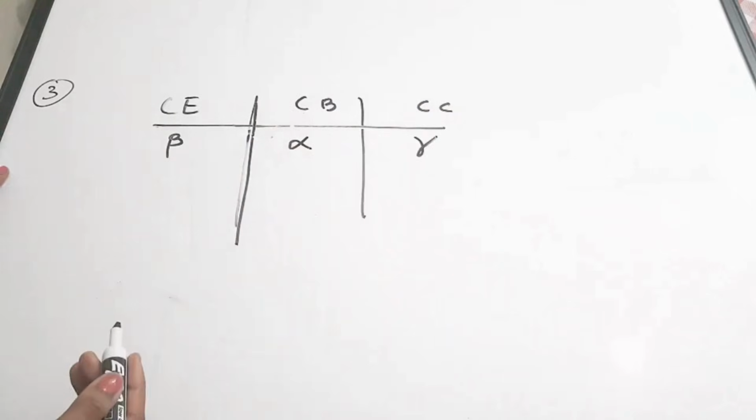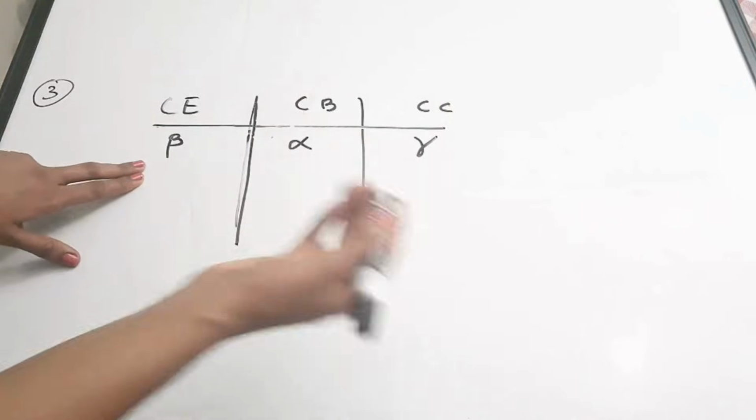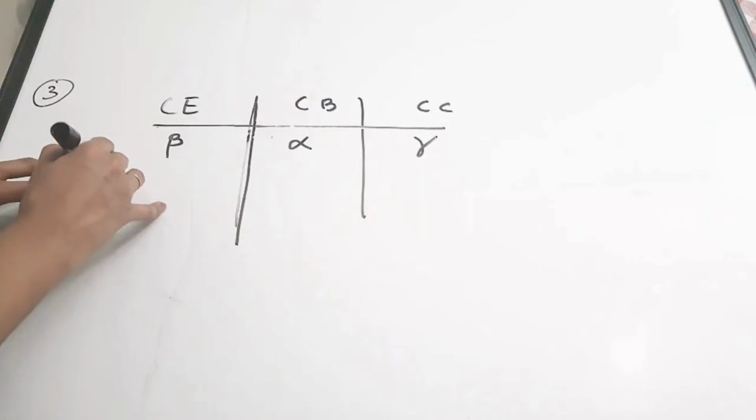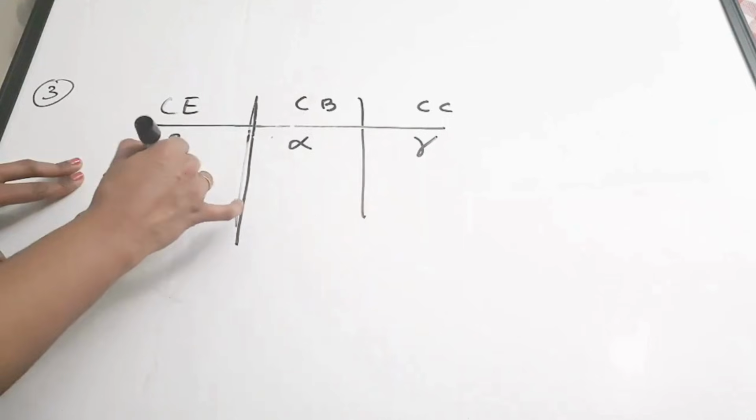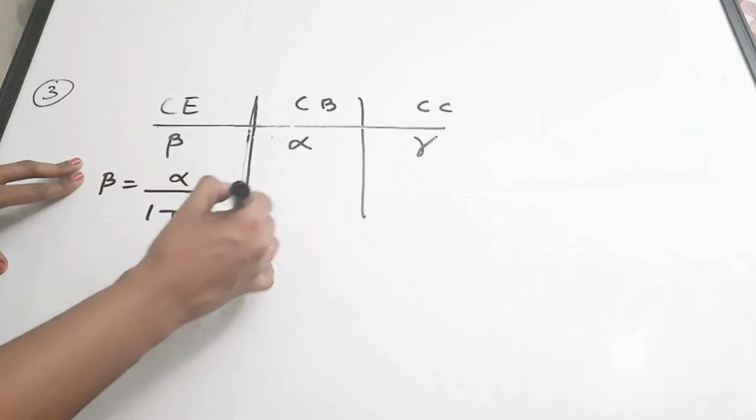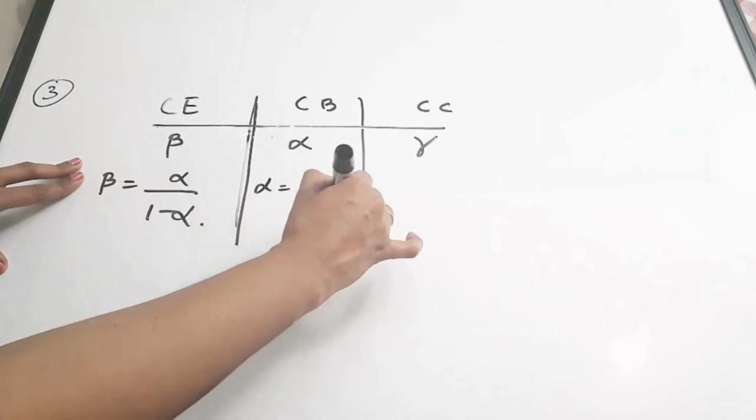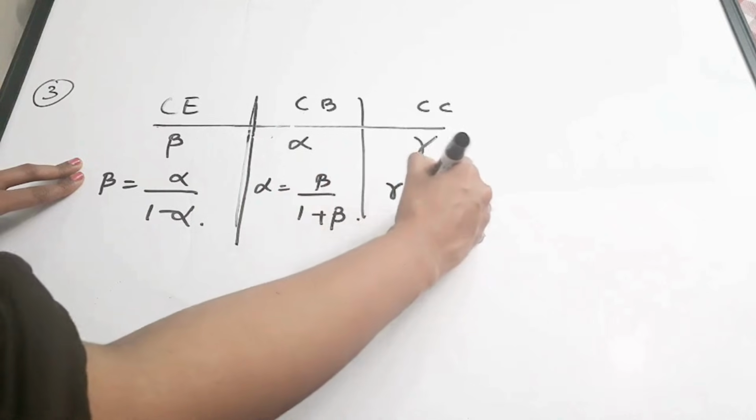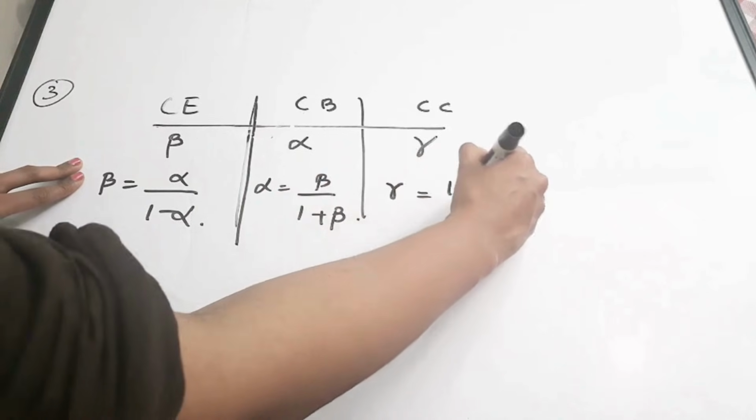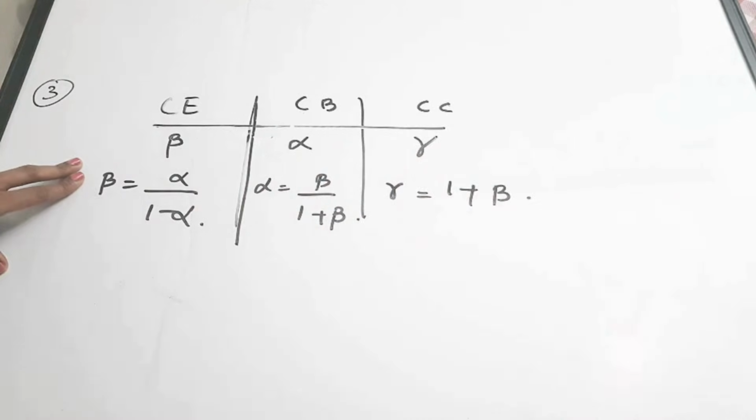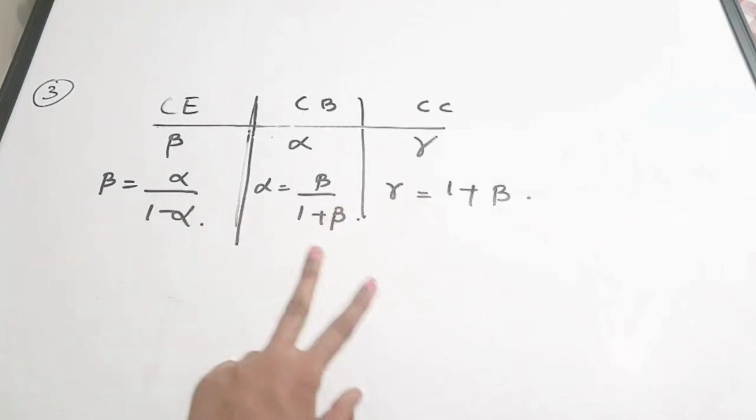Now the relation between these three, you should be knowing that beta is equal to alpha by 1 minus alpha, and alpha is equal to beta by 1 plus beta, and gamma is equal to 1 plus beta. So these are the three current gains and the relations between them.